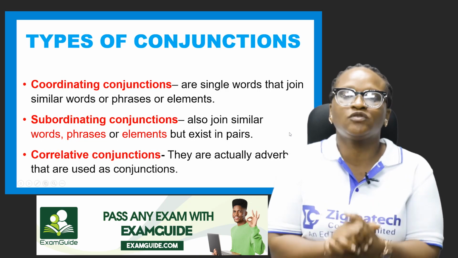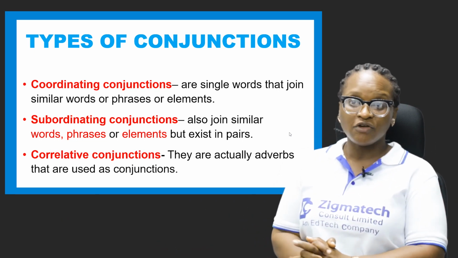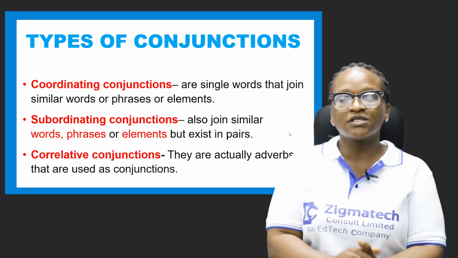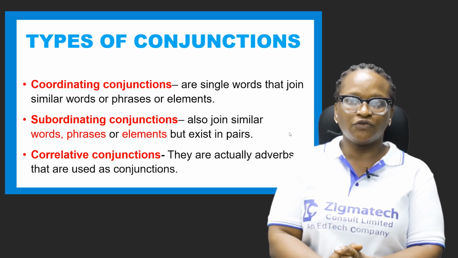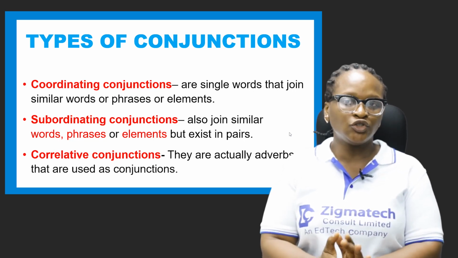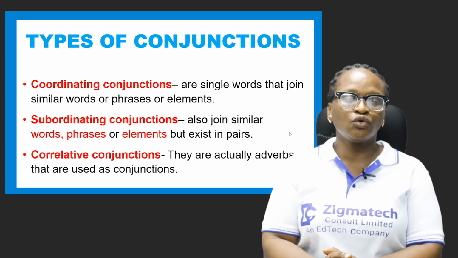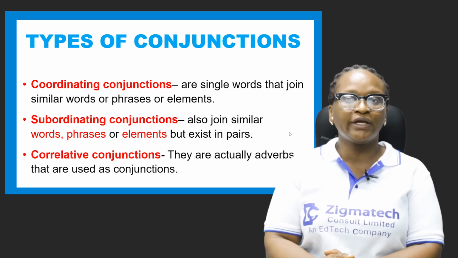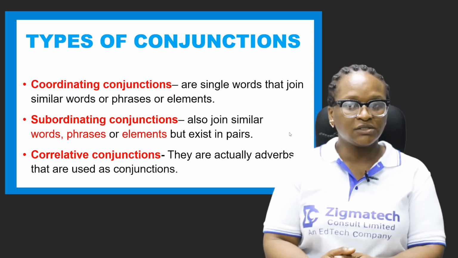Now let's look at the types of conjunctions that we have. You have the coordinating conjunctions, you have subordinating conjunctions, and you have the correlative conjunctions. The coordinating conjunctions are single words that join similar words, phrases, or elements.